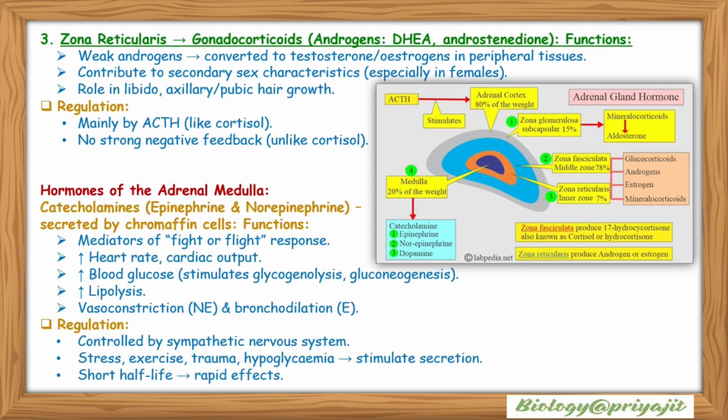Regulation: the process is controlled by the sympathetic nervous system. Stress, exercise, trauma and hypoglycemia stimulate the secretion of adrenal medulla hormones. The short half-life gives rapid effects.